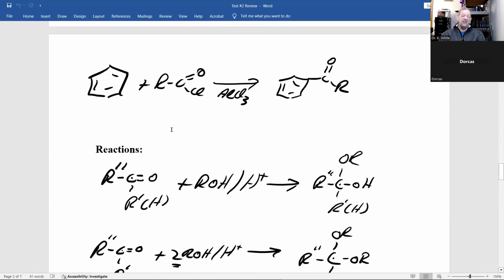Now, next reaction is the Friedel-Crafts acylation reaction. That's where if you take benzene, and this is called an acid chloride, carbonyl with a chlorine and R group, aluminum trichloride, and you form an aromatic ketone. And aromatic ketones make good sunscreens. And I talked about other uses.